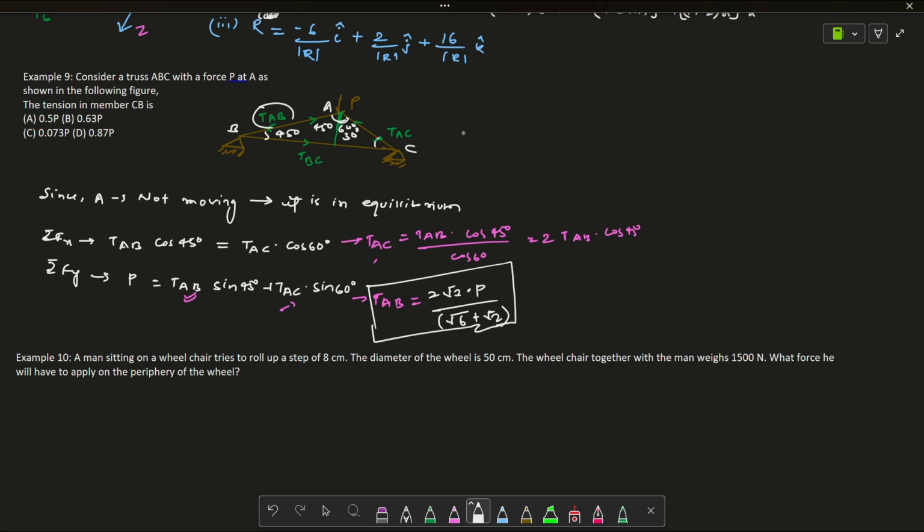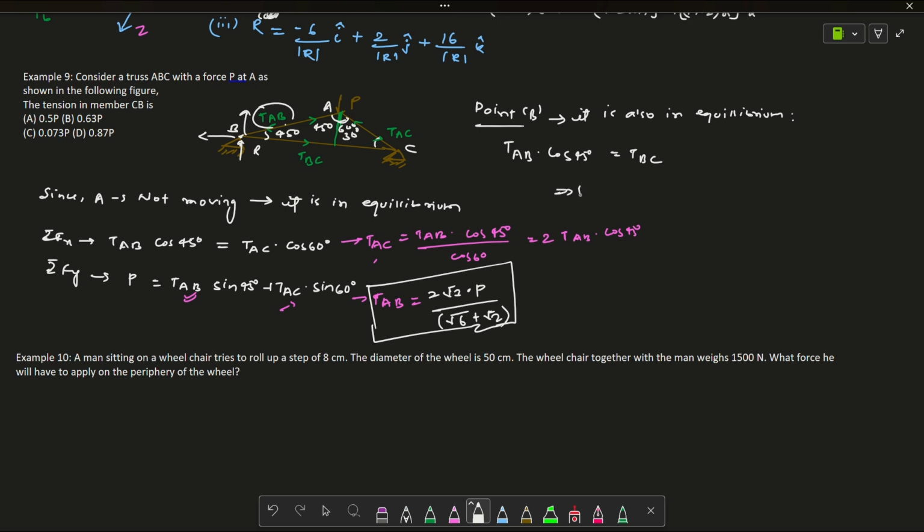Now what we need to do: we found TAB, so now we will do the same thing at point B. Point B is also not moving, so it is also in equilibrium. We will equate in the x direction. So TAB into cos 45 degrees is equal to TBC. At point B the component of x is here, and in the other direction the normal is balanced by the reaction force at B. So we can find it out.